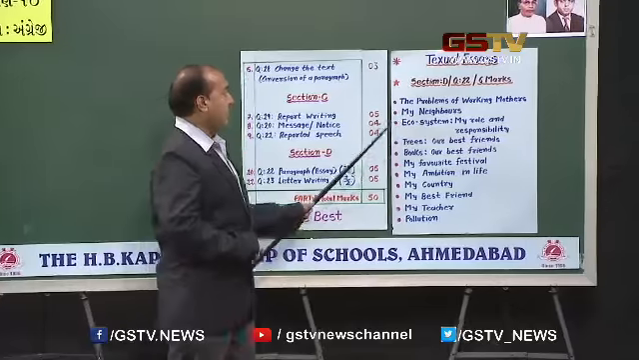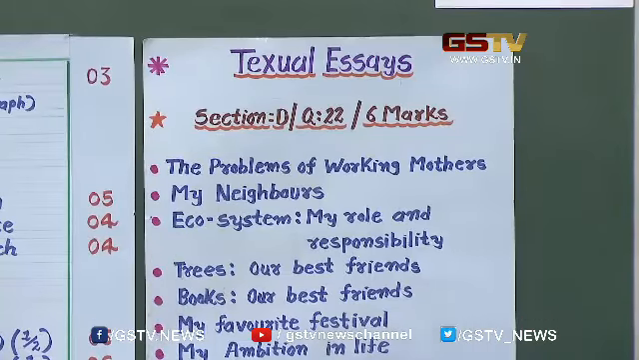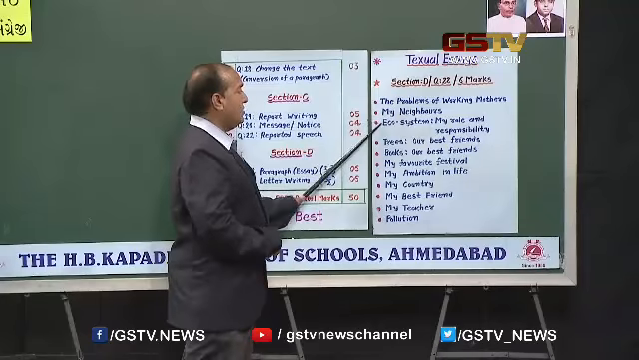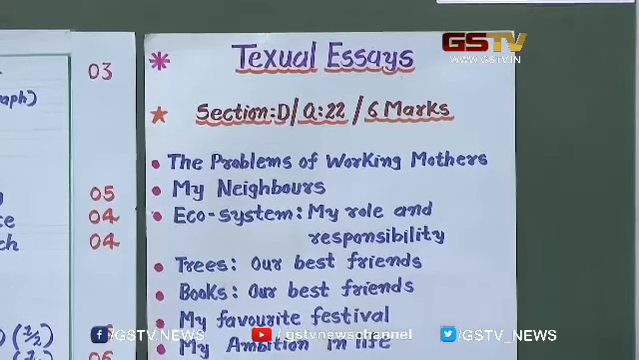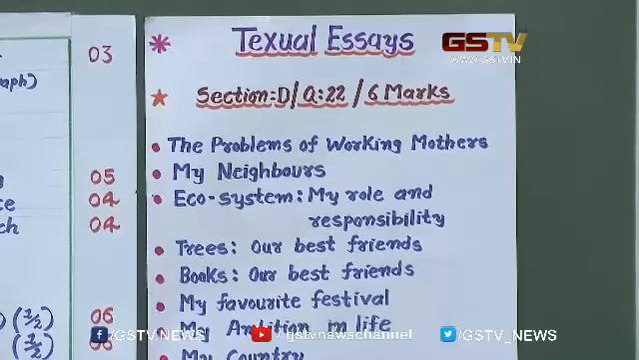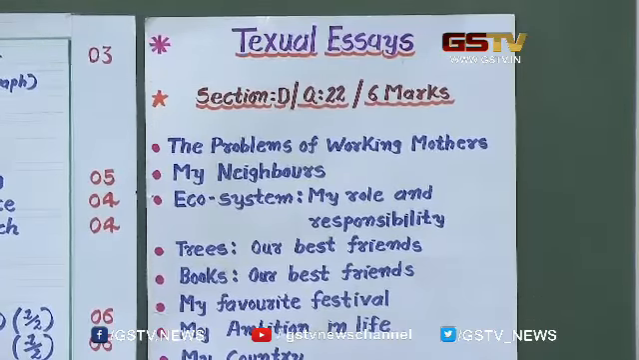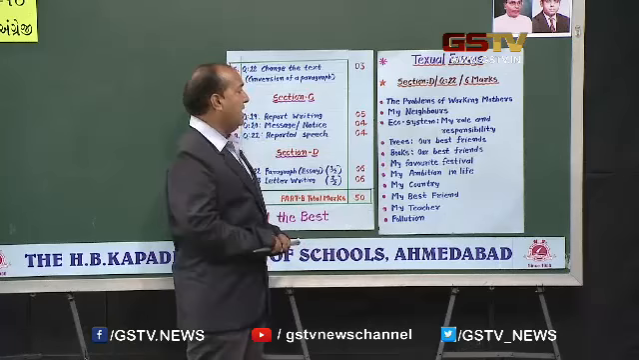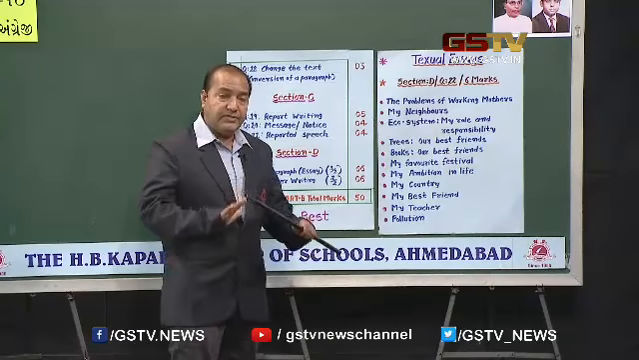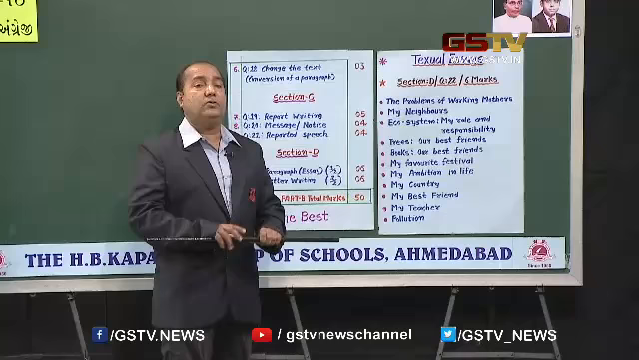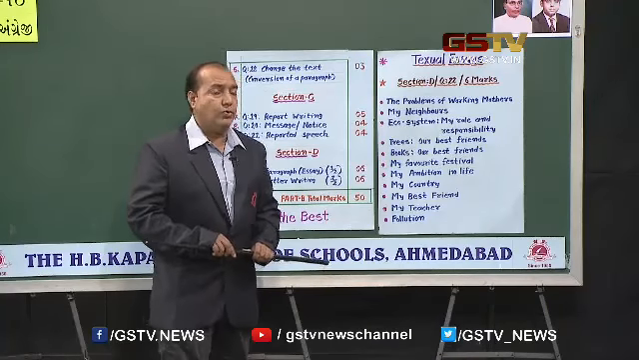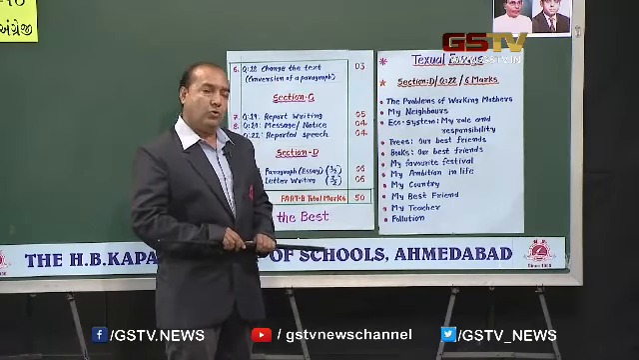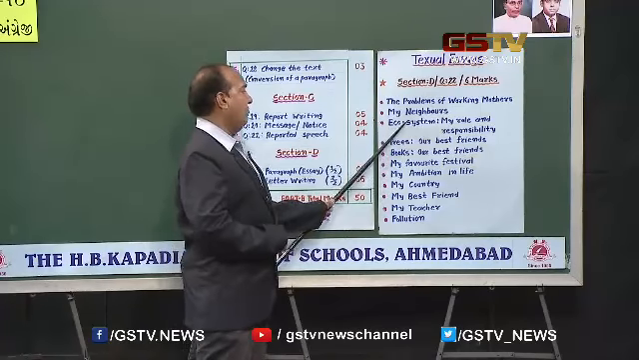In the same way, another essay is My Neighbours. It is also from your textbook. Ecosystem, my role and responsibility. It is believed to be one of the most important essays for tomorrow's question. In the introduction, you should write the importance of the environment, and then what is the present condition of the environment today, and then what we should do and what we should not do to protect and maintain the environment.